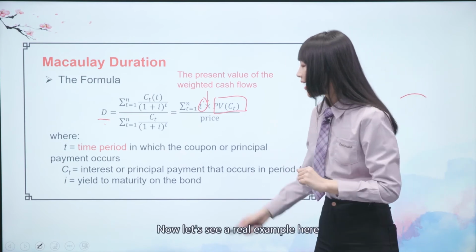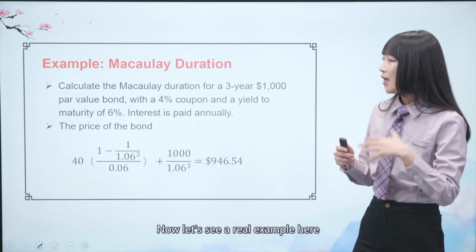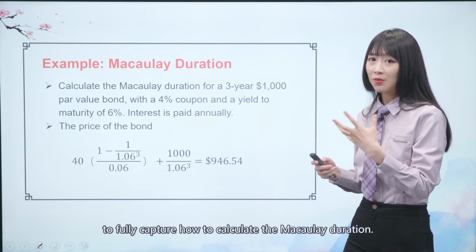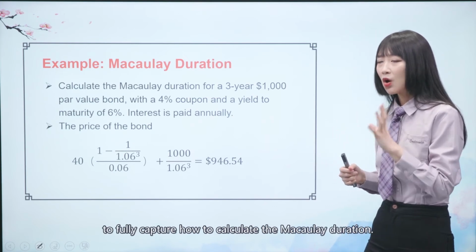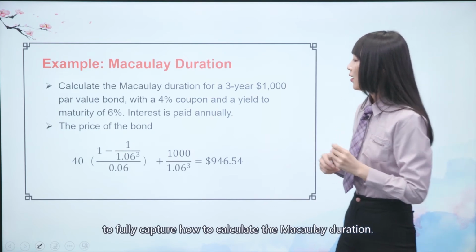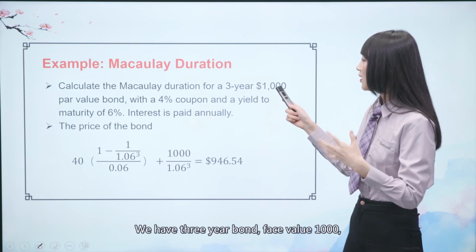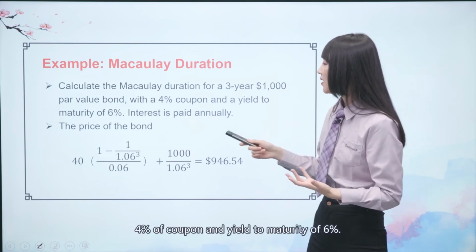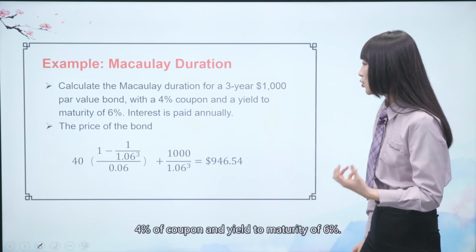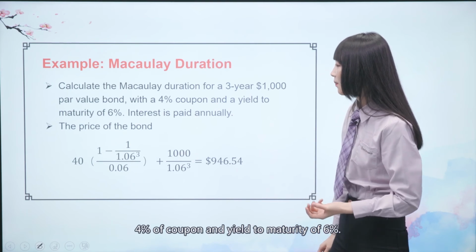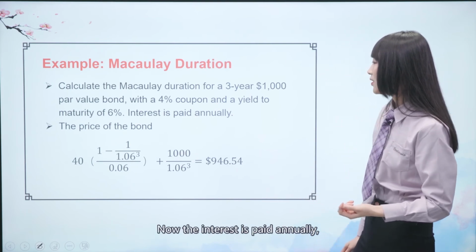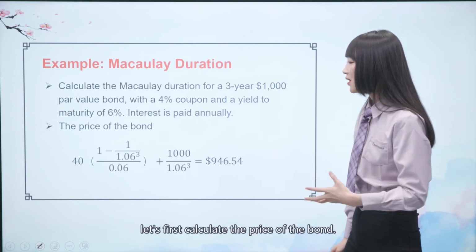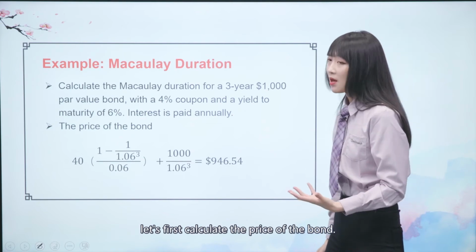Now, let's see a real example here to fully capture how to calculate Macaulay duration. We have a 3-year bond, face value 1,000, 4% coupon, and yield to maturity of 6%. The interest is paid annually. Let's first calculate the price of the bond.